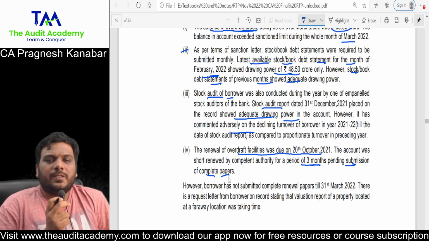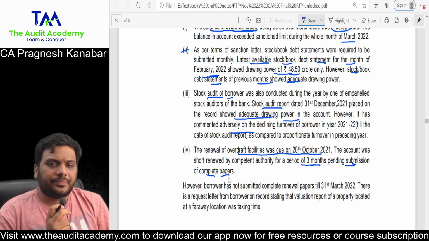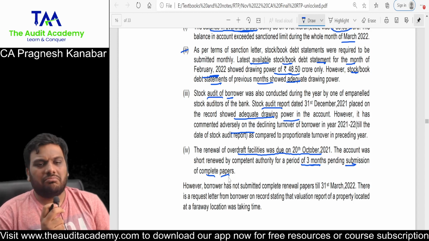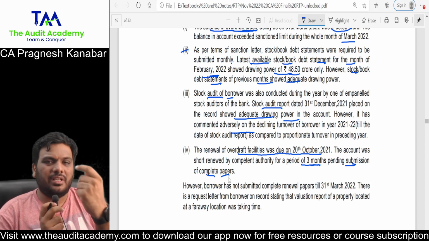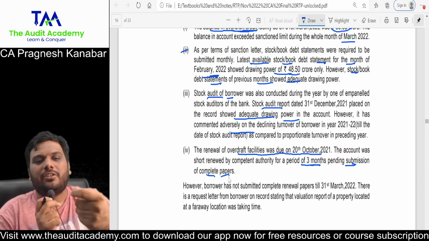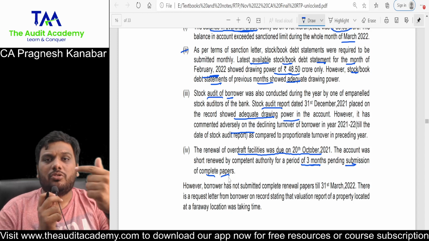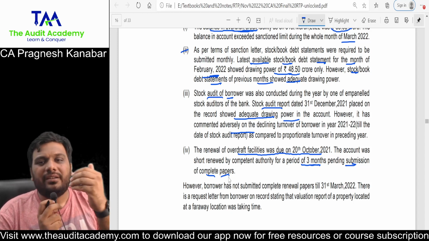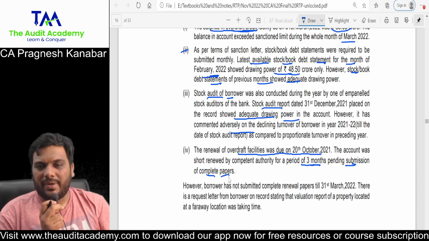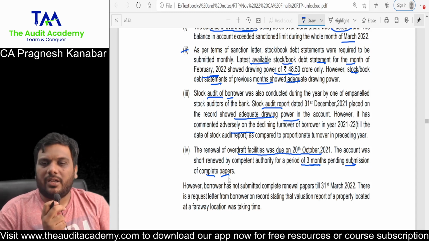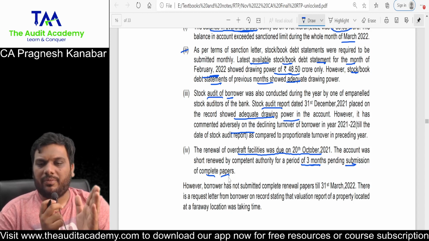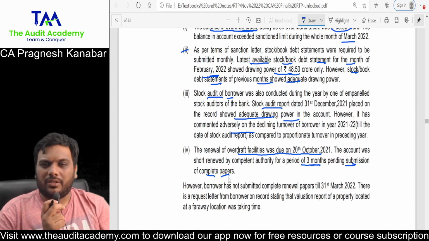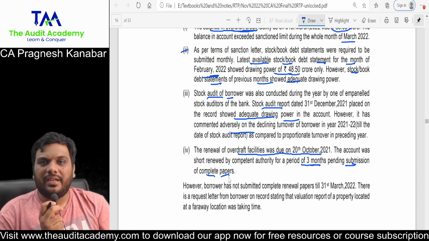But let me tell you, with respect to renewal, RBI guidelines say that the renewal should not be overdue for more than 3 months after the date of renewal. However, it can be extended till 180 days as on the date of balance sheet. If we understand that 20th October 2021 till 31st March is not exceeding 180 days, there is no problem over there.